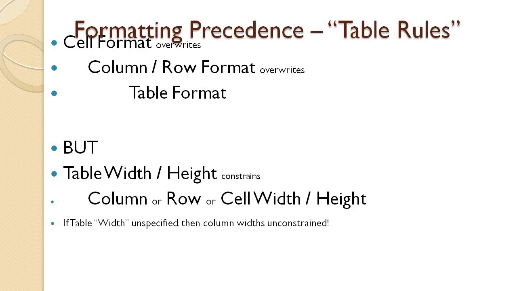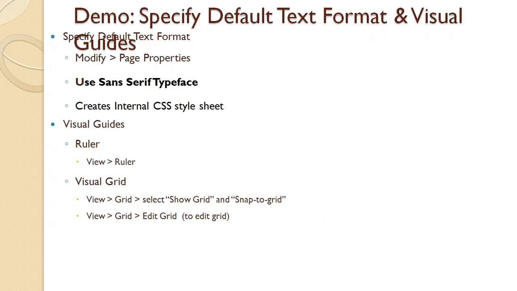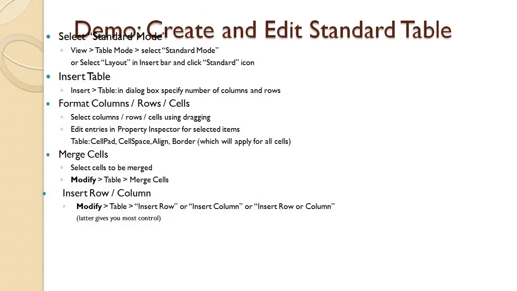For a column, row, or cell, if the table width is unspecified, then the column width is unconstrained. Specify the default text format. When modifying the page properties, use a sans serif typeface and create an internal CSS style sheet. Visual guides: the ruler is used to view the ruler, and the grid. Select show grid and edit the grid process.